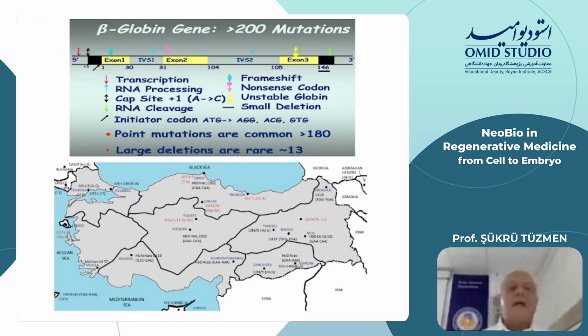So what you see in this map here is the distribution of different mutations on the map of Turkey. Each dot represents a mutation that was identified by my lab when I was doing my PhD thesis and my MS thesis, so these have already been published. The top part of the map shows the representation of the beta globin gene, and on which part, whether it be exons, introns, the promoter region, or the poly A tail region, what kind of mutations you expect to happen, and then you can plan your experiments accordingly.